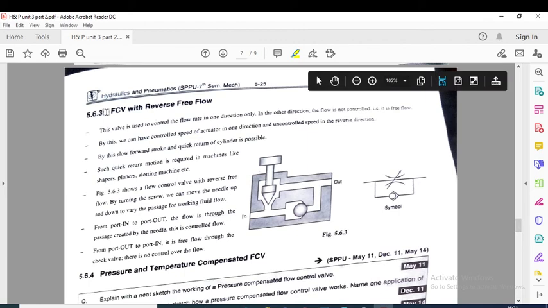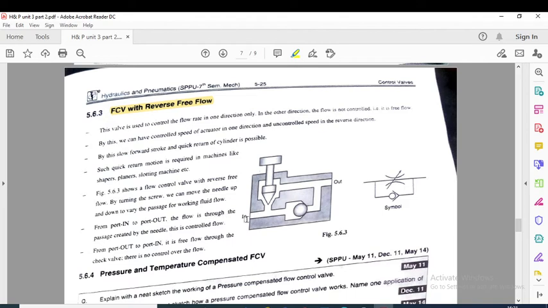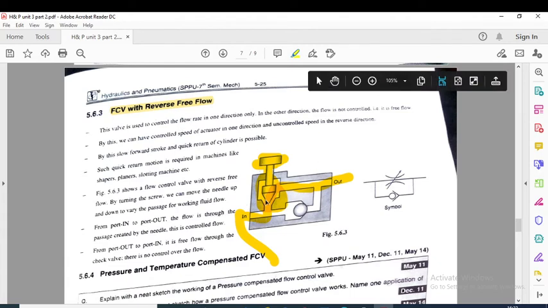Okay. This is the flow control valve with reverse flow. Normally this is one directional flow, like this: the flow is coming in this way and going out this way. But it has a restriction here, as you can see, by this screw. So this is the restriction in only one direction. But we want the restriction only in one direction and not in the reverse flow. So what will we do?